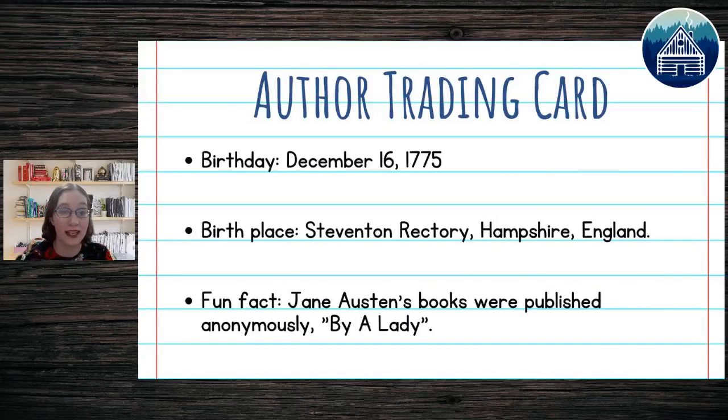So for the back side of the card, her birthday was December 16th, 1775. Her birthplace was Stevenson Rectory in Hampshire, England. And my fun fact for Jane Austen is her books were published anonymously, listed only as by a lady. This was because writing was primarily considered a gentleman's job, and she didn't want that to interfere with her ability to be able to provide for her family, because she actually did.